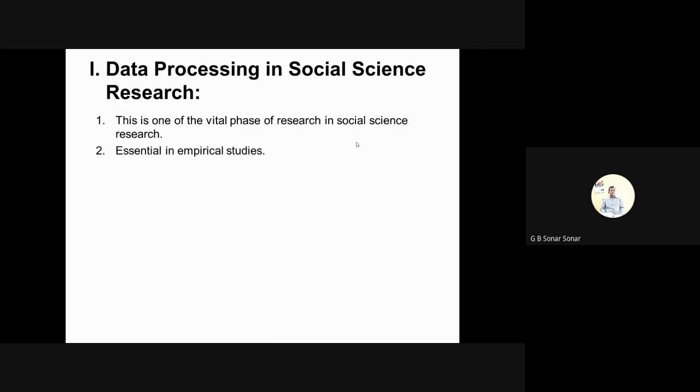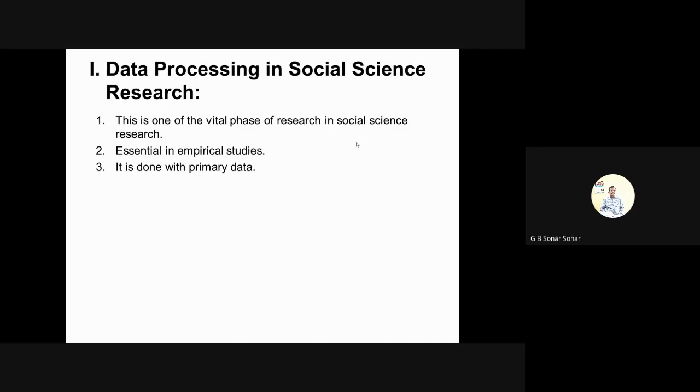Data processing is required or essential in empirical studies. Empirical studies are the studies which are field based. So when we are collecting data from the respondents, from the households, from the communities, from the field, in such studies, data processing is required because it is one of the practical steps done with empirical studies. And data processing is not required in historical studies. That is what we need to understand.